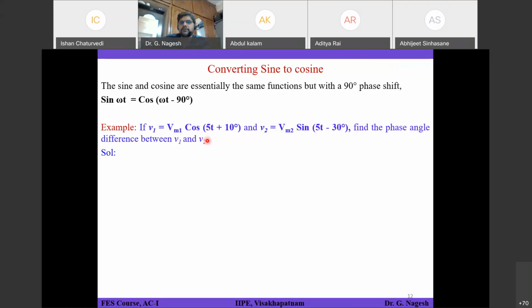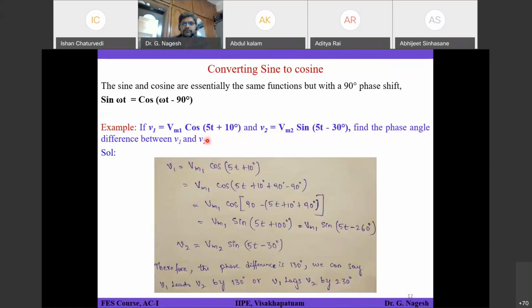The third condition is both should be expressed either in sine or cosine. Okay, you have to do that, then only you can find the phase angle difference between these two. So first you have to convert any one of them into the equivalent other form. Right. So if you see here, I have tried to convert this cos into equivalent sine format.